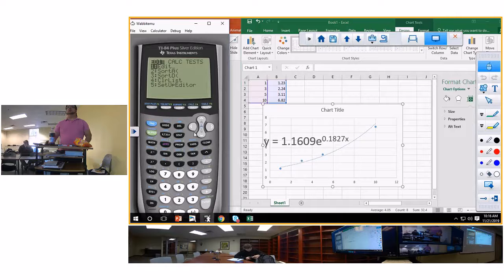Stat, calculate. Wait a minute, power. Let's try power. I don't think that'll work. I don't know why the calculator's doing that. I'm going to have to research that because I don't know why. Let me try one more thing. Stat, calculate. Exponential. Frequency list, maybe? I don't know if the frequency list store.